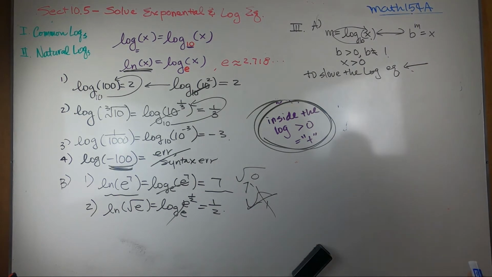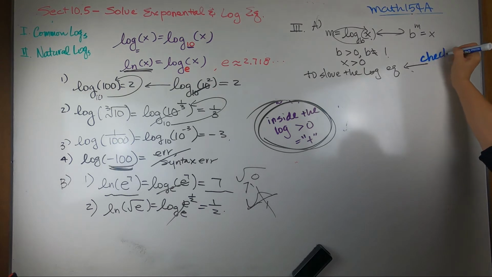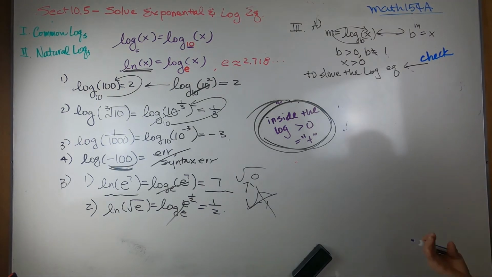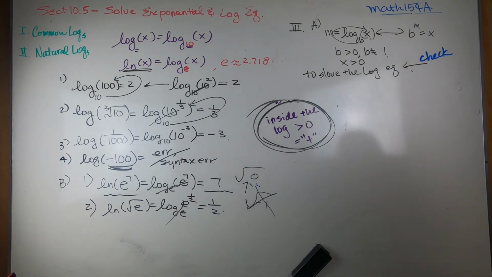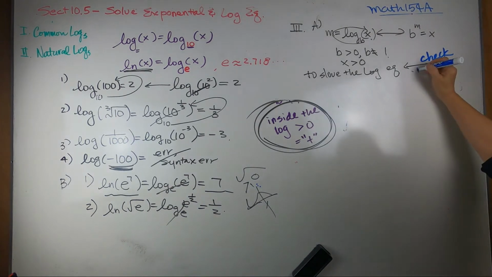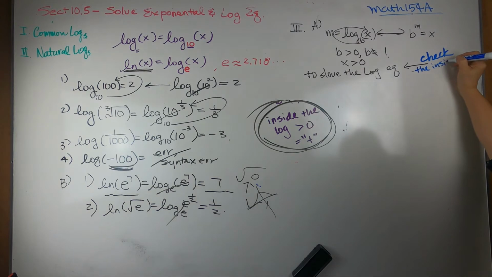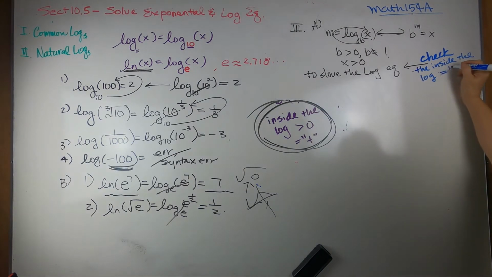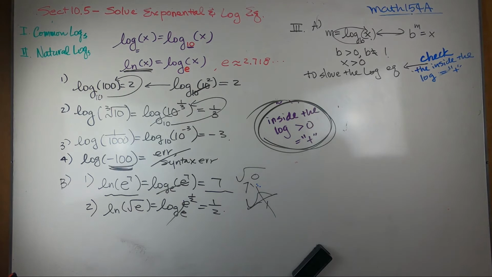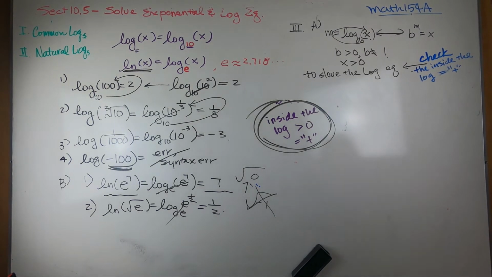Okay, so when we solve the log equations, make sure you check, okay? Make sure you check, because if you have restrictions, when you solve equations like fractions, you have to check the denominator. When you have radical equations, you have to check the result, right? So you have to check the inside of the log has to be what? Positive. Okay, make sure you will do that.